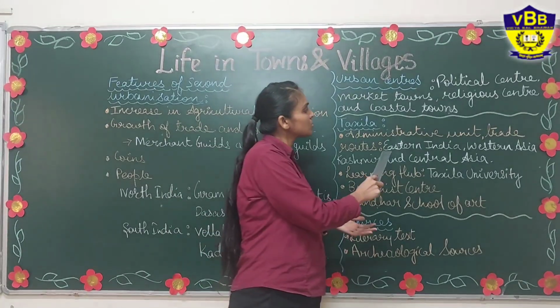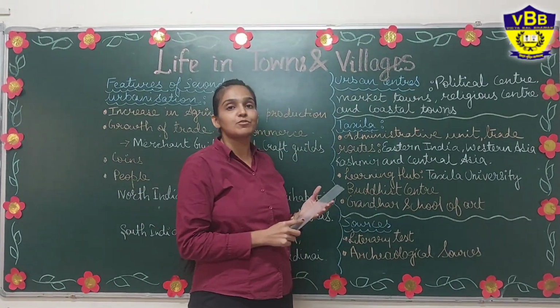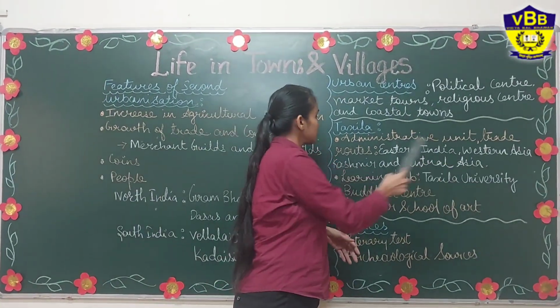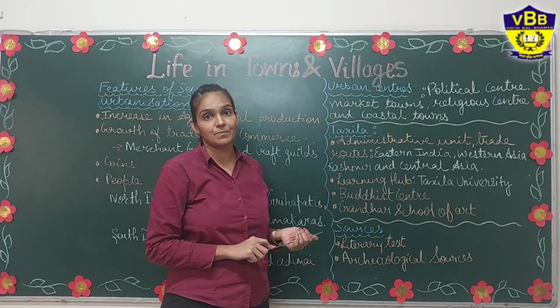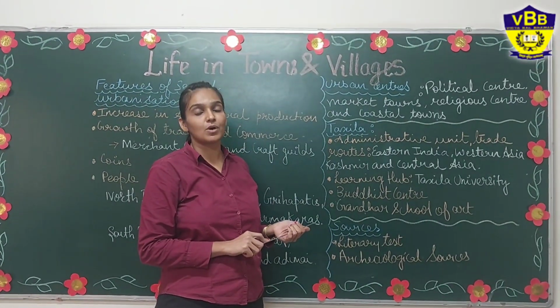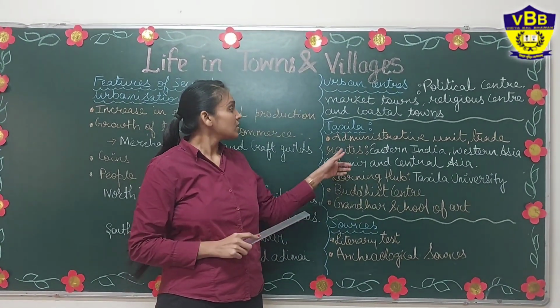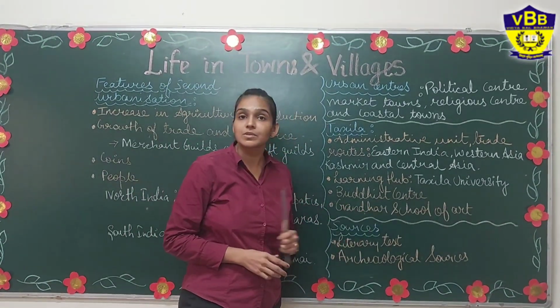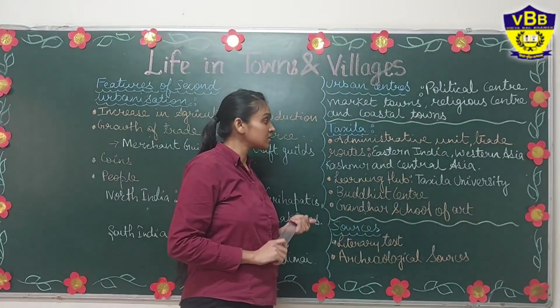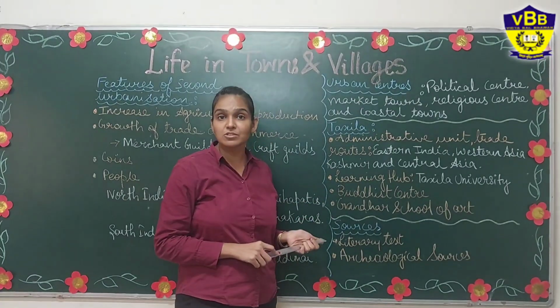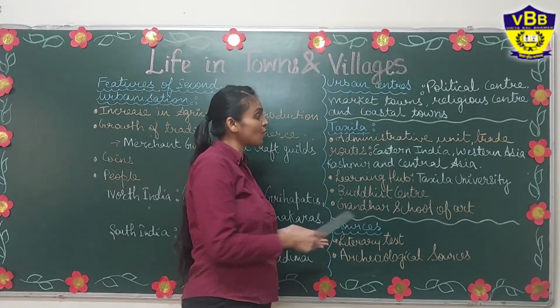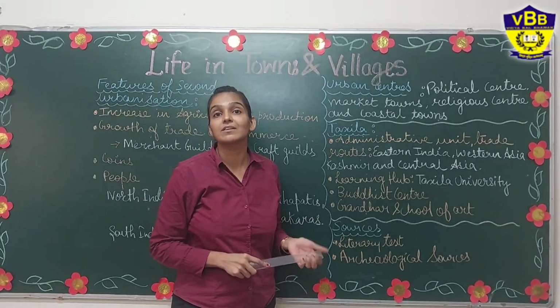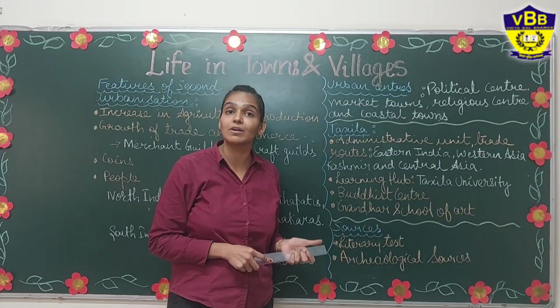If you want to go towards eastern India, you have to pass through Taxila. Likewise, Western Asia, Kashmir and Central Asia. These routes were found from Taxila. Now talking about Taxila University. So first of all, it was an administrative town, and various trade routes passed through it. Thirdly, there was Taxila University, and thus it was a learning hub or learning center.